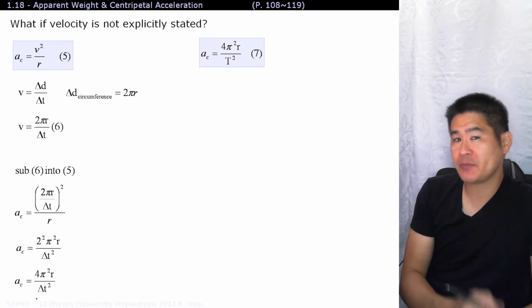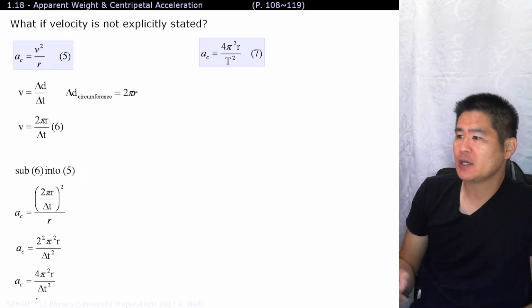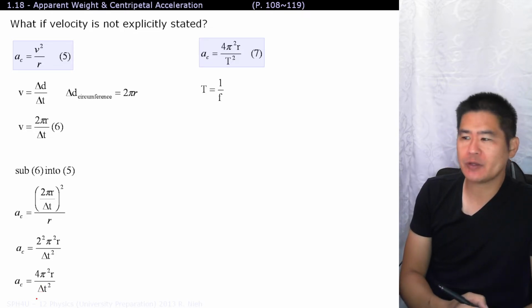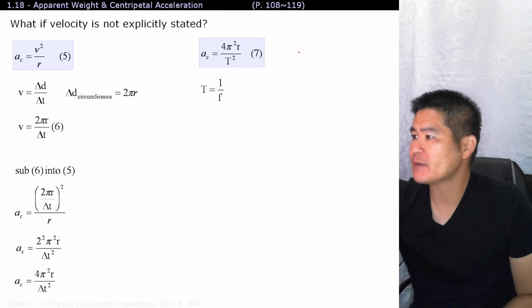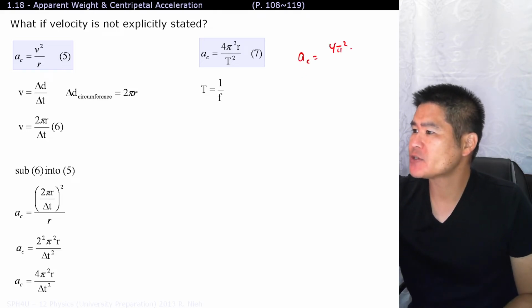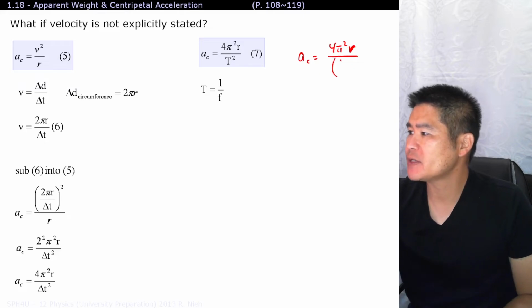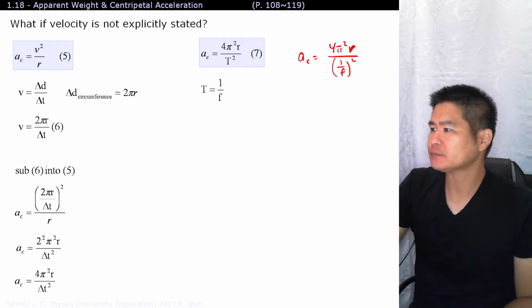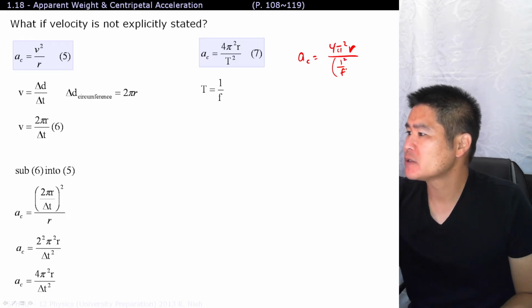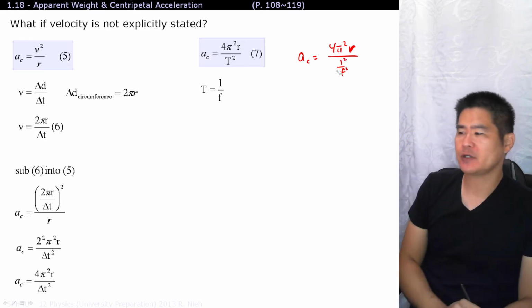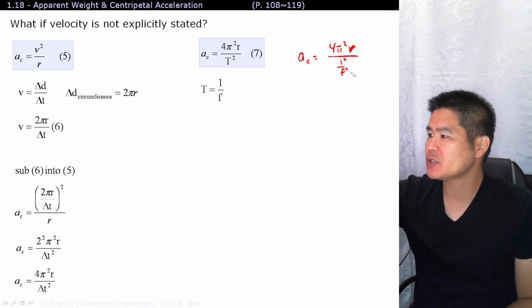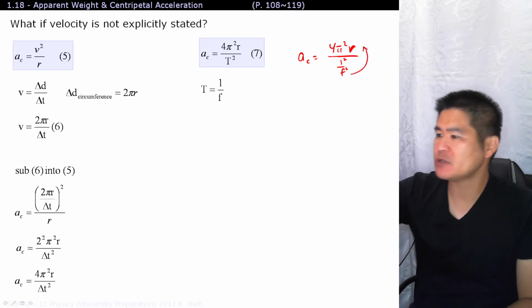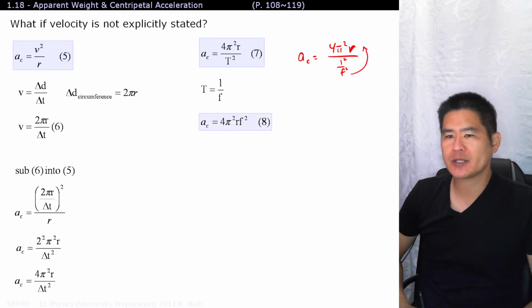And the third way is when a period is not given to us, but the frequency is given to us. We know that period and frequency are inversely related to each other. So what we can do is just a direct substitution into the formula. So AC is equal to 4 pi squared r all over, instead of T, we replace it with 1 over f, squared. And you can distribute the squared into each of the numerator and denominator inside the brackets, so it'll look like this. And whenever you divide a fraction by another fraction, the denominator of the second fraction becomes the new numerator, and that's why the final formula will look like this.